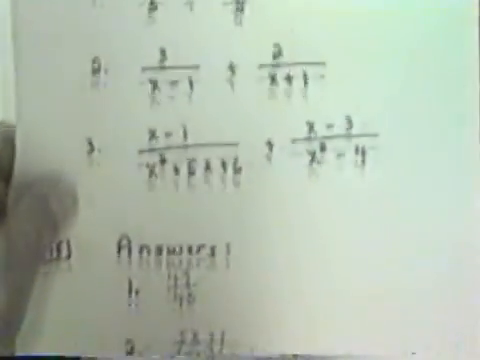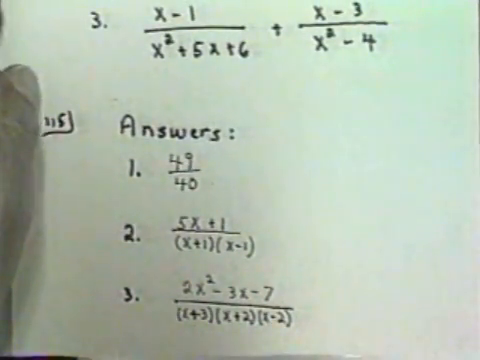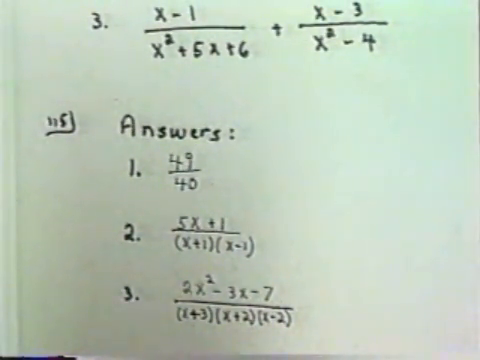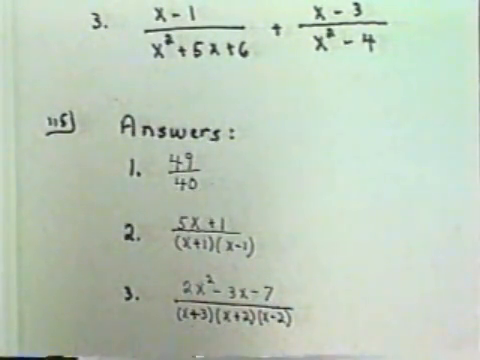The answers are 49/40 for the first one, 5x plus 1 divided by x plus 1 times x minus 1 for the second one, 2x squared minus 3x minus 7 over x plus 3 times x plus 2 times x minus 2 for the third one.